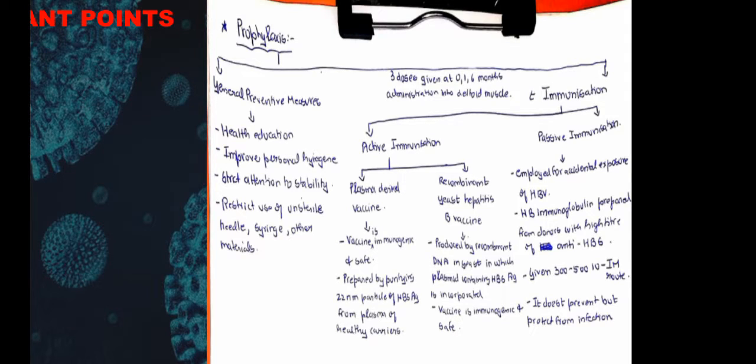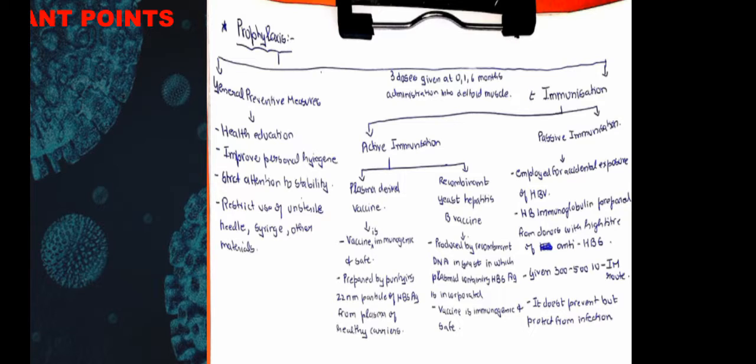Coming to the immunization, it is done by two methods, that is active immunization and passive immunization. So what is immunization? Actually, the immunization is given for HBV in 3 doses, that is at 0, 1st, and 6th month, administered into the deltoid muscle. The active immunization is the plasma-derived vaccine and also the recombinant yeast hepatitis B vaccine. The passive immunization is also present.